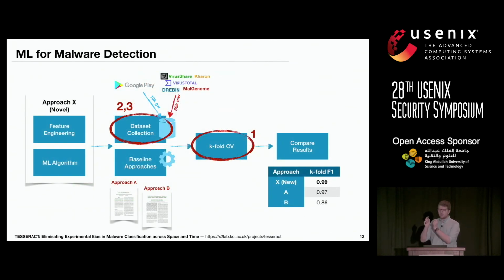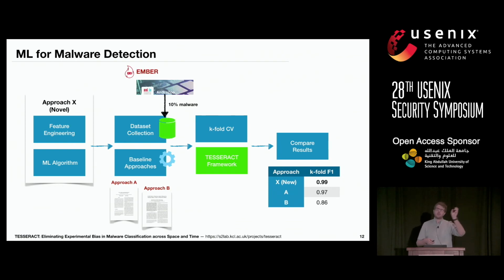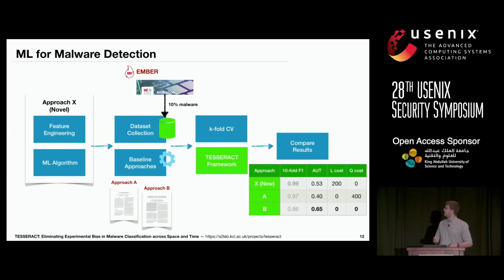I want to show you now just what happens to this pipeline when TESSERACT is introduced. Well, first, next to the k-fold, we also have TESSERACT that enforces constraint C3 even to the k-fold and does time-aware evaluations. Then you need to pay attention also to how to collect the dataset. Now AndroZoo enables it for Android, and recently EMBER has been released for Windows and supports this kind of analysis. And now when you compare the performance, you also have AUT, labeling cost, quarantine cost, and maybe you find out that actually approach B is the best one in presence of concept drift.